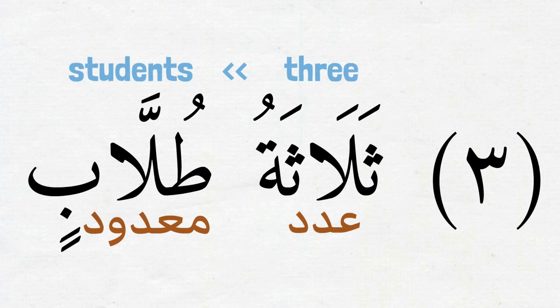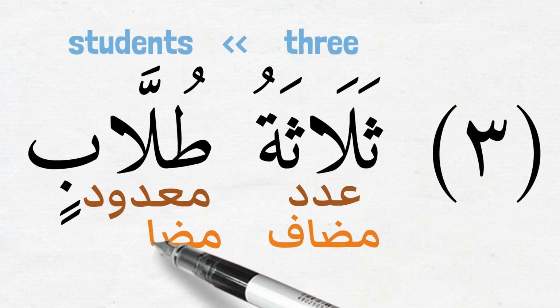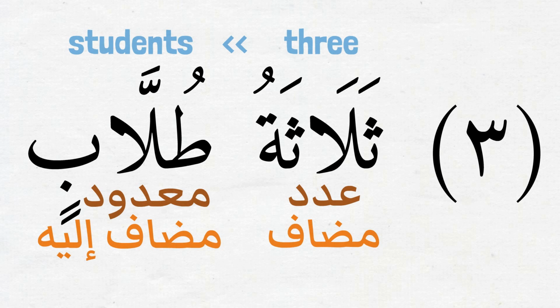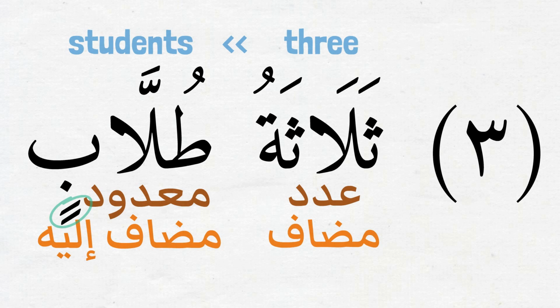We can see that their positions are switched. And the عدد ثلاثة comes first this time. And معدود طلاب comes after عدد. In ثلاثة طلاب, the عدد ثلاثة is functioning as مضاف. And the معدود طلاب is مضاف إليه. That is why طلاب is showing up as مجرور with كسرة. If you'd like to refresh your memory on the rules of مضاف and مضاف إليه combinations, I suggest you watch our episode for Lesson 5 and Part 1.